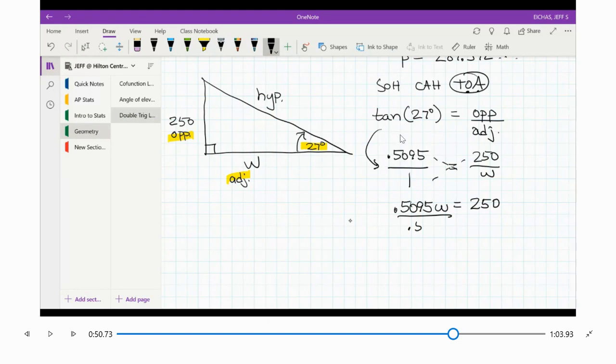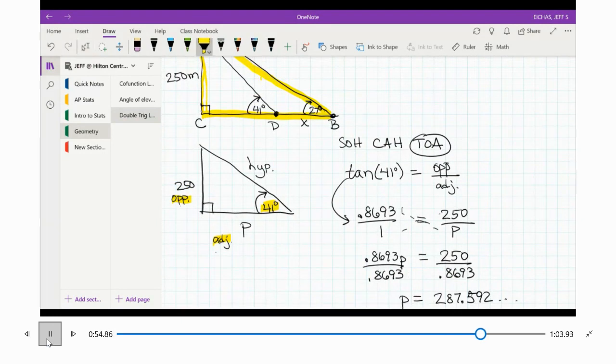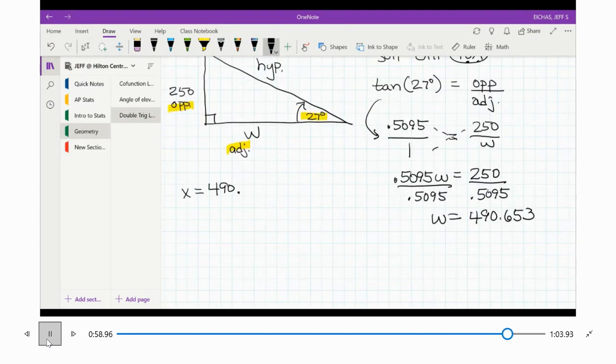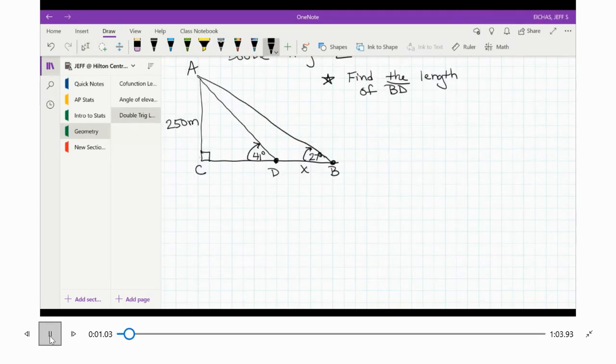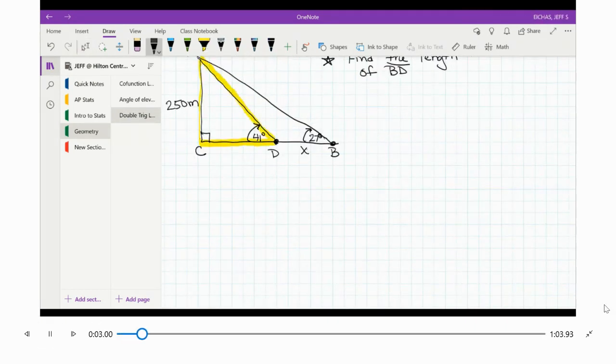Not everybody switches tan 27 to a decimal. I just do. So it means something to students. So now we're going to subtract W minus P and get X. There's another sample double trig problem. And that's it.